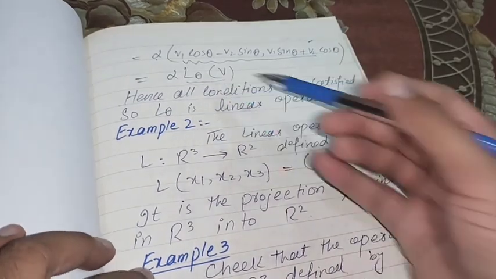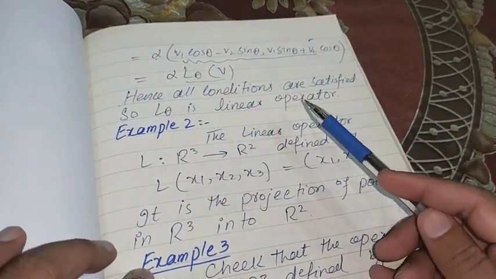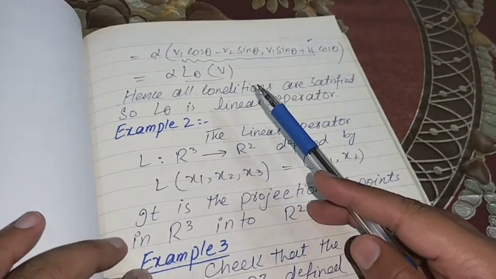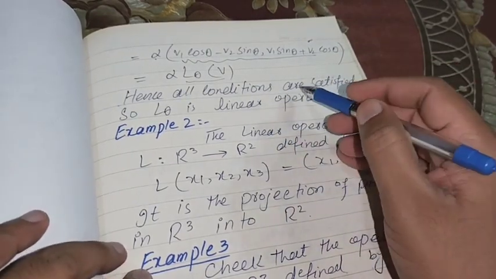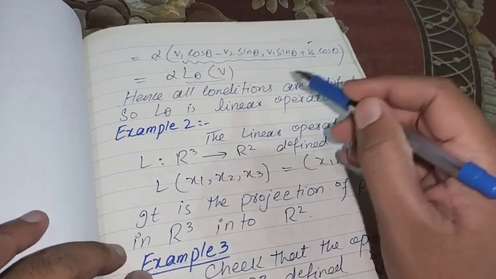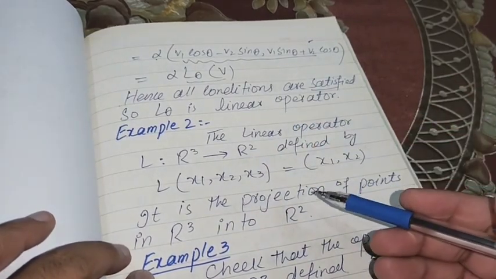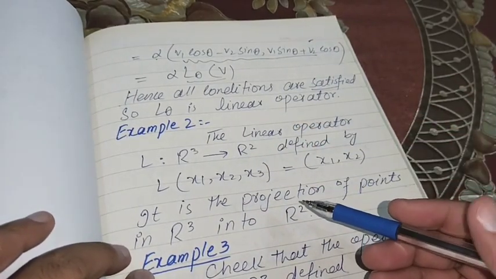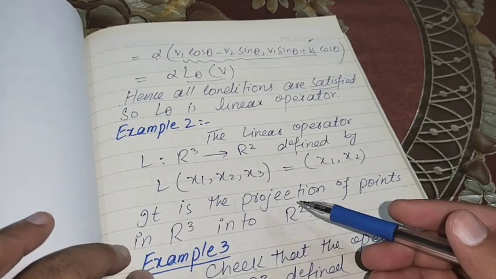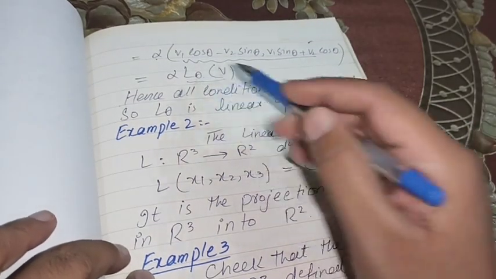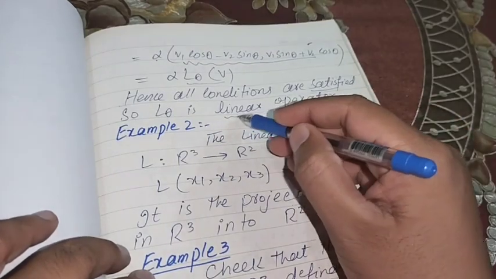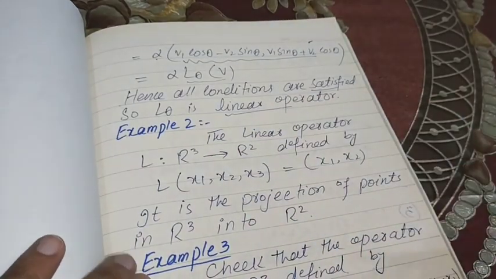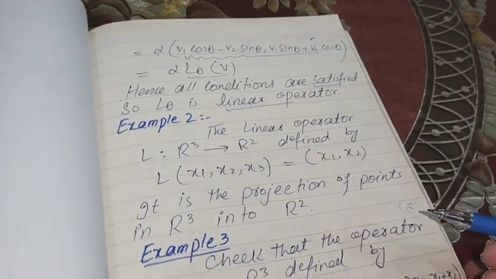So we say that the scalar multiplication condition also holds, and all the conditions of linearity are satisfied for the given operator, for the given mapping. So we say that our given mapping under the operator L of theta is a linear operator, because all the conditions hold in this one.